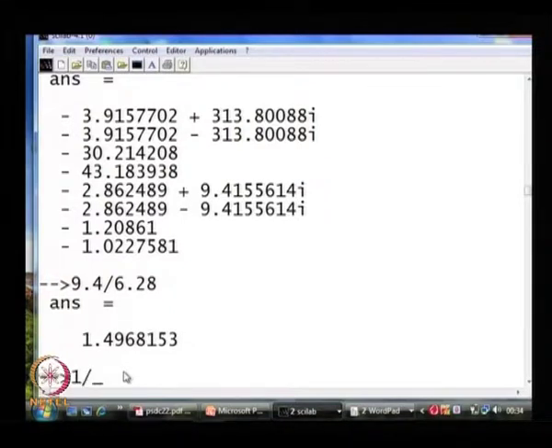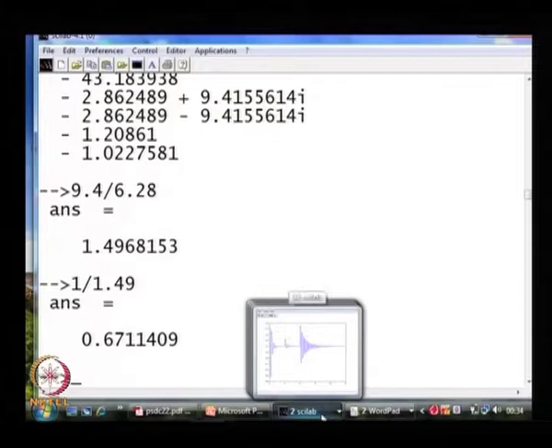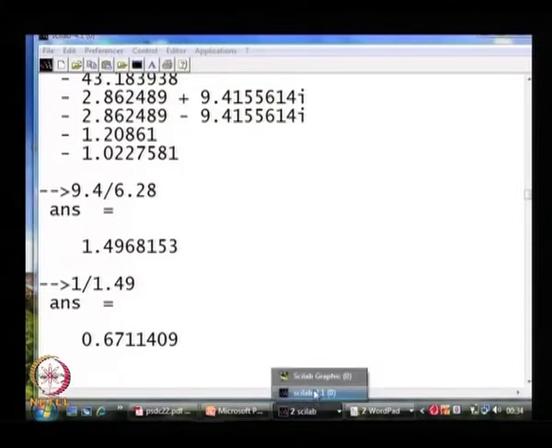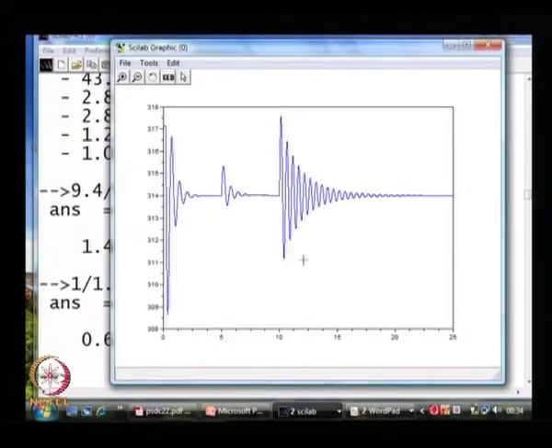So, 1 upon 1.49 hertz is in fact 0.67 seconds, which is the period of the oscillation corresponding to Tm equal to 0. So, if you look at this again, the period out here should be around 0.7. That is what eigenvalue analysis predicts.